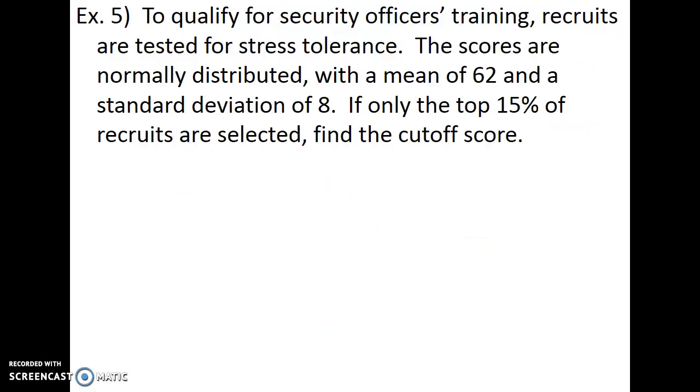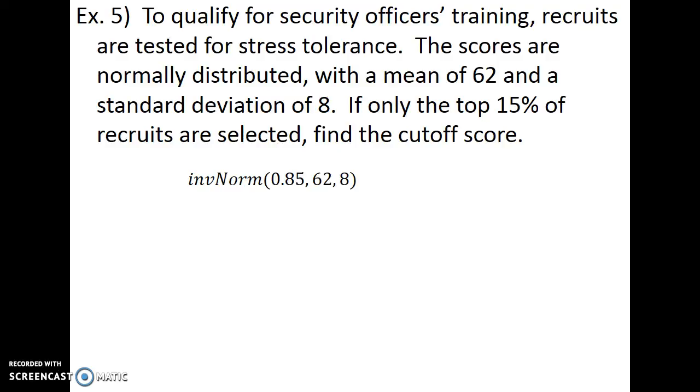So then for this scenario, to qualify for security officers training, recruits are tested for stress tolerance. Scores are normally distributed with a mean of 62 and a standard deviation of 8. If only the top 15% of recruits are selected, we're going to find the cutoff score. So rather than going through and finding the z-score, let's go directly into finding that score. We're going to still use inverse norm because I'm giving you the percentage. When you calculate percentage, it's normal CDF. When you're given the percentage and finding the z-score or finding the x value, that's when you use inverse norm.